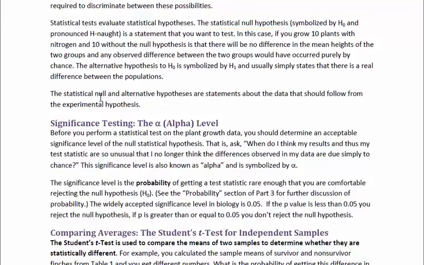So I'm going to let Dr. Strode do a little explanation about what a statistical hypothesis is.